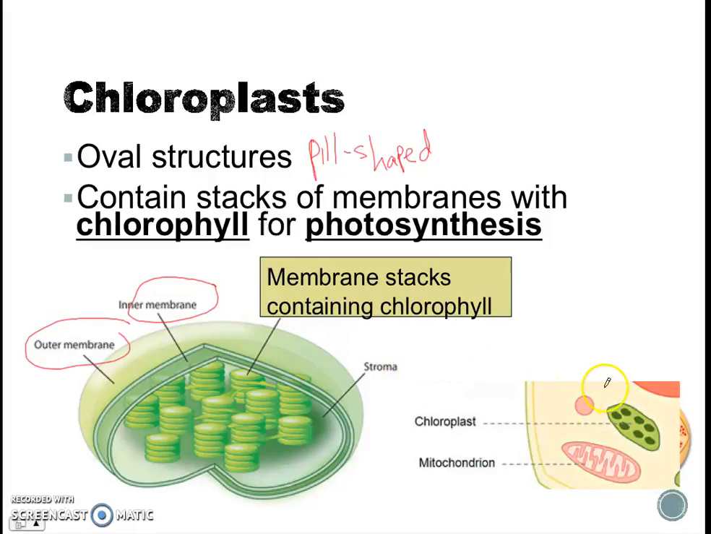From the diagram point of view, normally you see chloroplasts drawn like this. You can see the little stacks of chlorophyll inside, and mitochondria drawn like this. So they're a bit different. You need to be able to tell the difference.